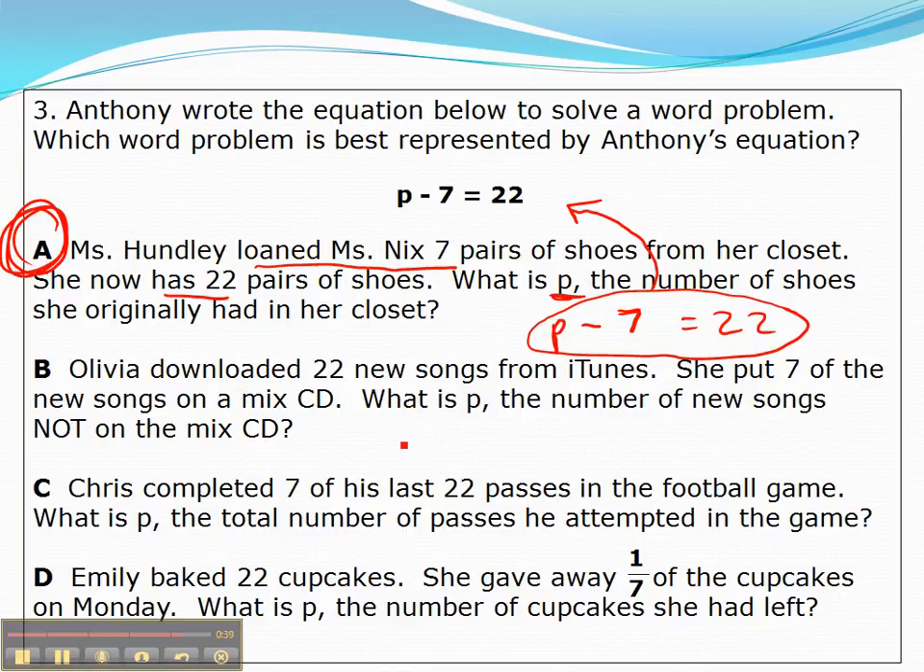B would be P equals 22 minus 7, I believe. C would be P equals 22, and D would be P equals 22 minus 1/7 times 22. You can double check me on those. I'm not 100% sure. I would like to take more time on them, but you get the idea. You try to write equations until you find the one that matches the equation you're given.